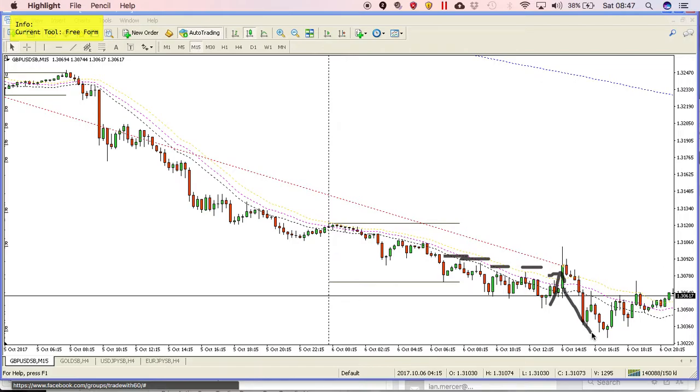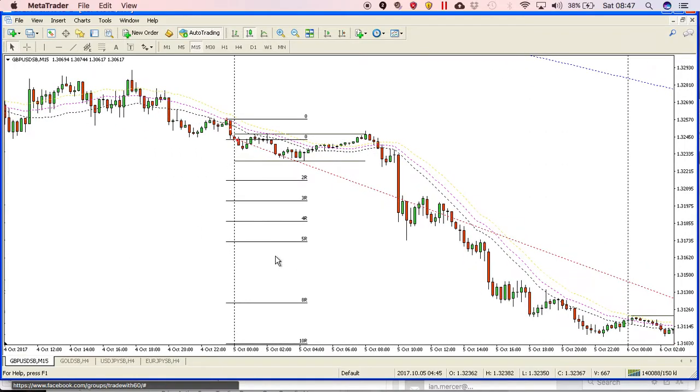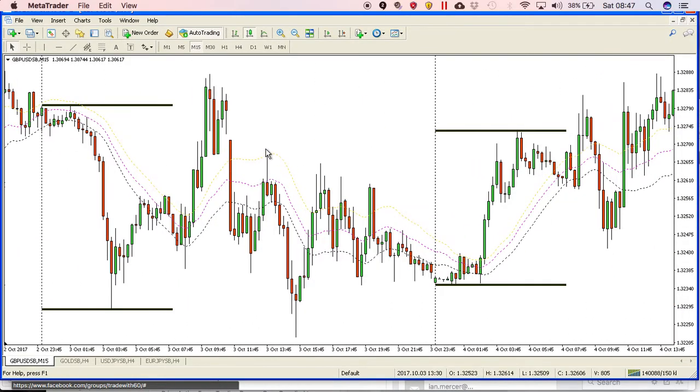And there was another little push down here, so I missed out on maybe 3R, but that is a system that, if you back test it, works really well. You don't get massive drawdowns.